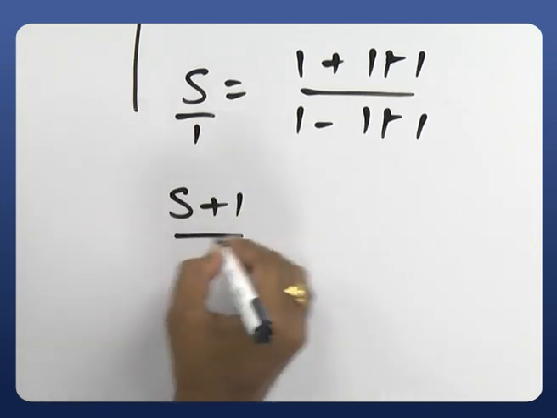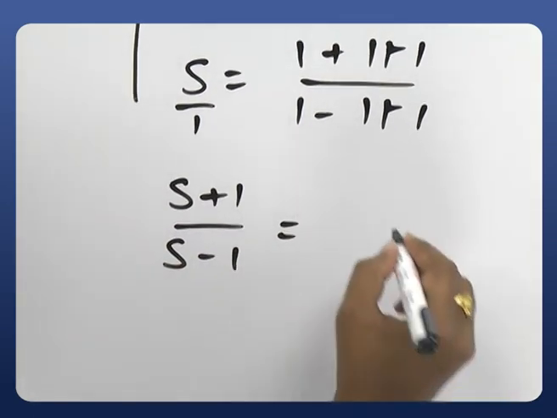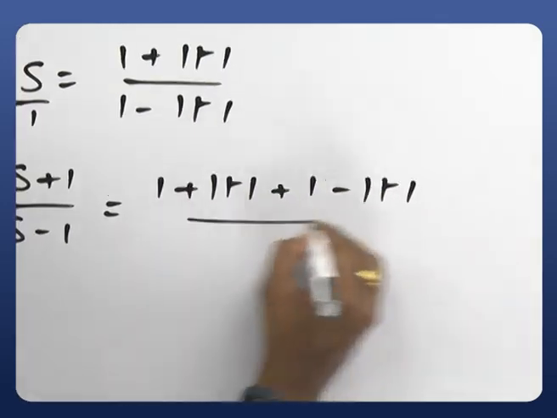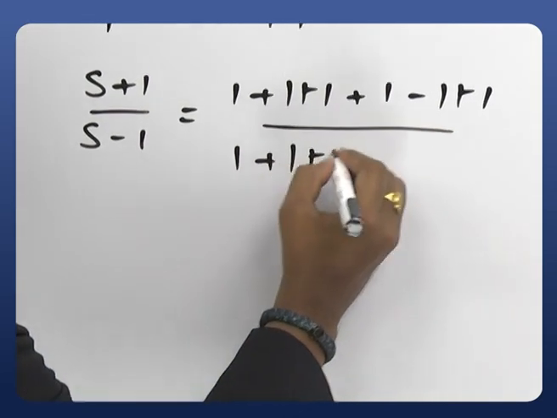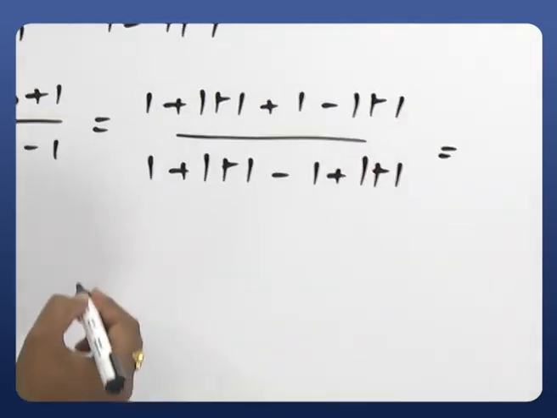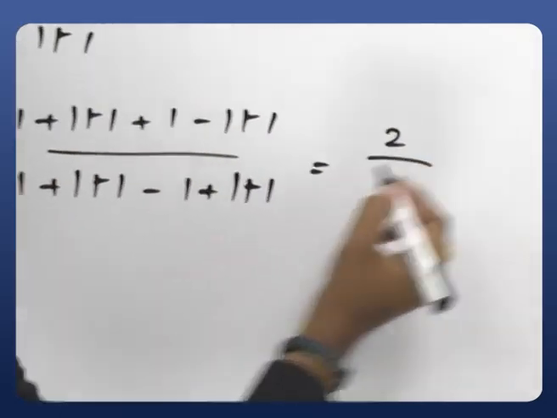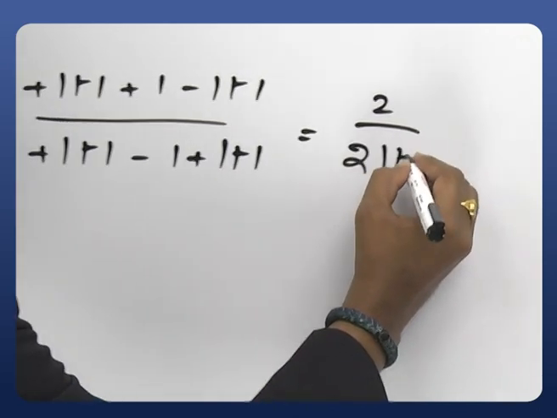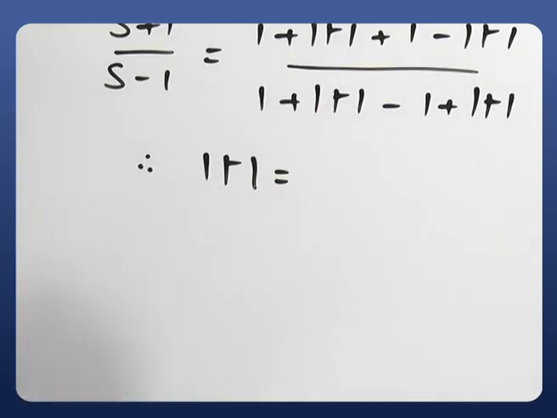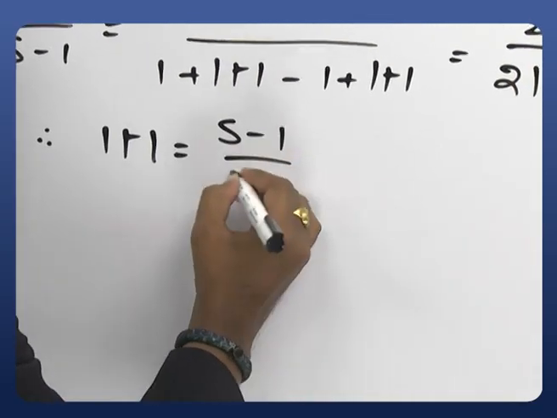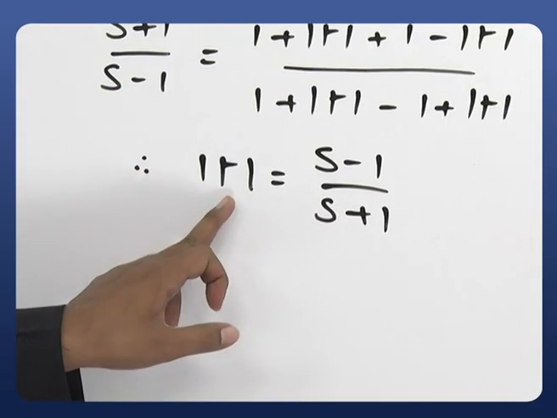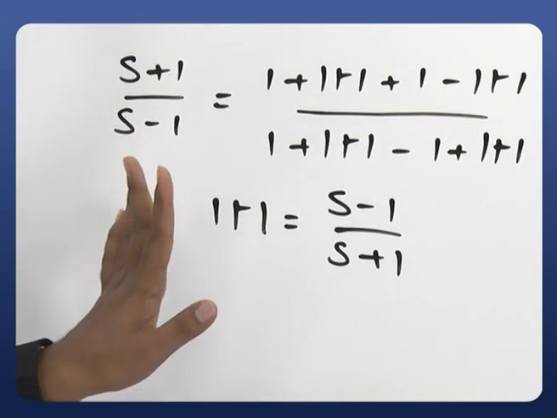it is S plus 1 divided by S minus 1, by componendo and dividendo, which gives 1 plus magnitude of gamma plus 1 minus magnitude of gamma divided by 1 plus magnitude of gamma minus 1 plus magnitude of gamma, which is equal to, here gamma will be cancelled, 2 divided by 2 magnitude of gamma. Therefore clearly magnitude of gamma can be written as S minus 1 divided by S plus 1. So whenever we require magnitude of gamma, simply it is S minus 1 divided by S plus 1.